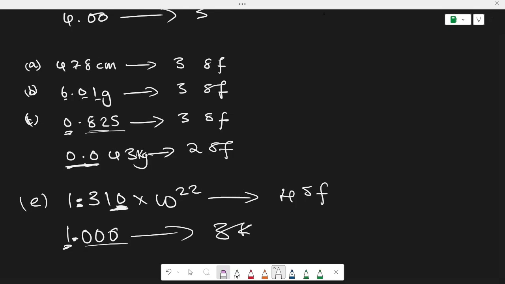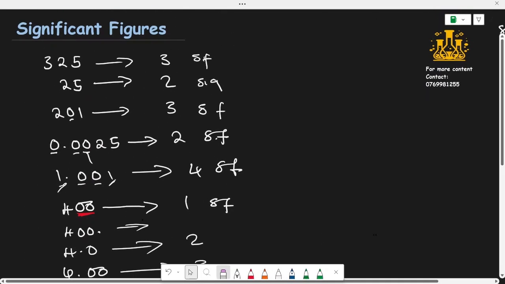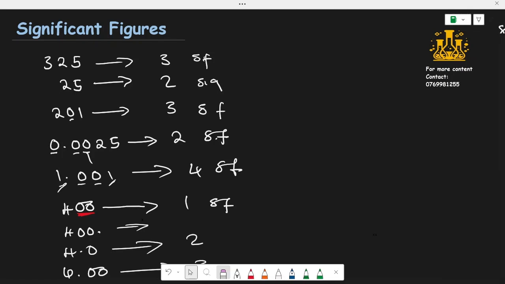Okay, so I hope you've gotten the basic understanding of what significant figures are. In the next video, we're going to try to learn how we can add and subtract significant figures.